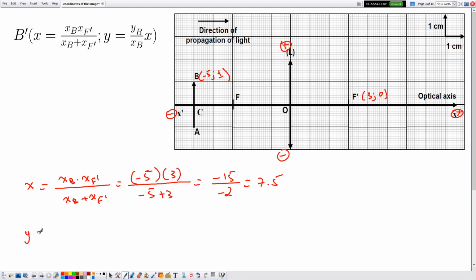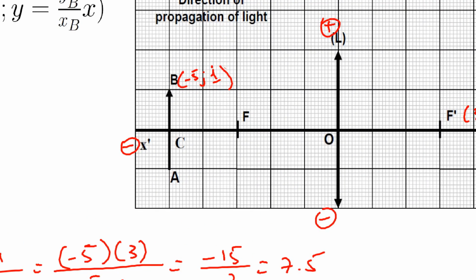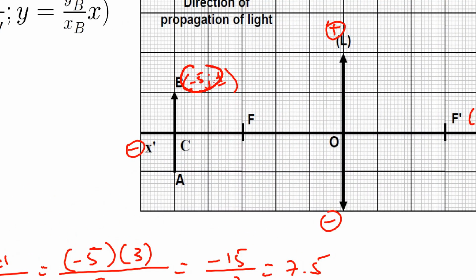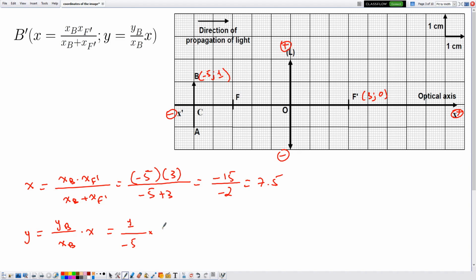And now the value of y is given by yB divided by xB multiplied by x. So the value of x here we have already calculated, which is 7.5. The value of yB is given by 1, and the value of xB is given by -5, multiplied by 7.5. So this will give us 7.5 divided by -5. If we plug this on the calculator, it will give us -1.5 divisions. So the coordinates of the point B' is given by 7.5 and -1.5.